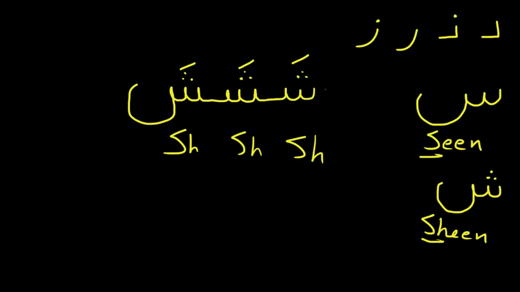And the last letters that we're going to go over. So, okay, let's review. We've done dal, dal, ra, zay, seen, sheen. And now we're going to do sad. Sad is a bit difficult to pronounce.